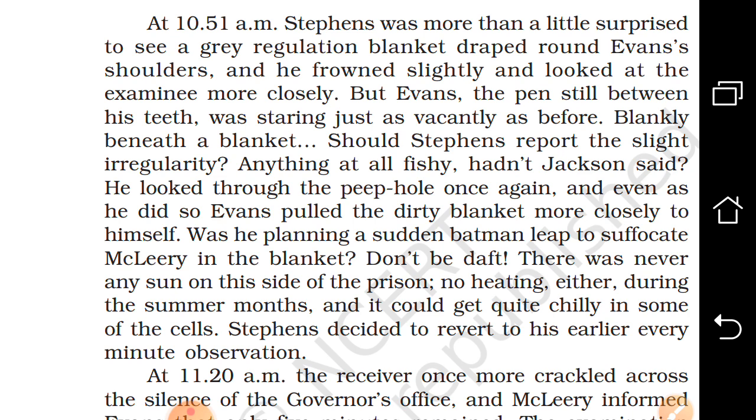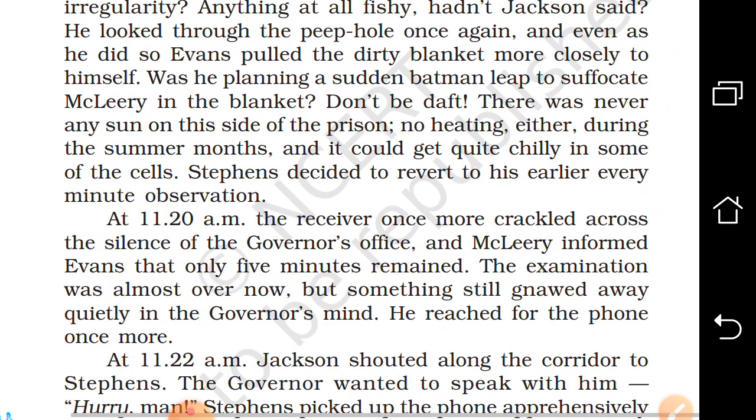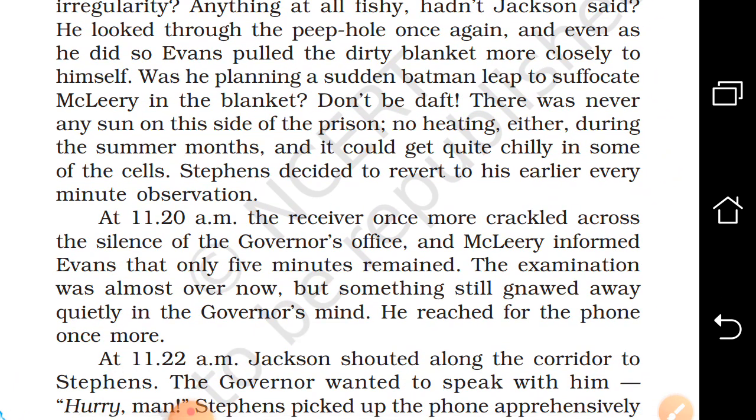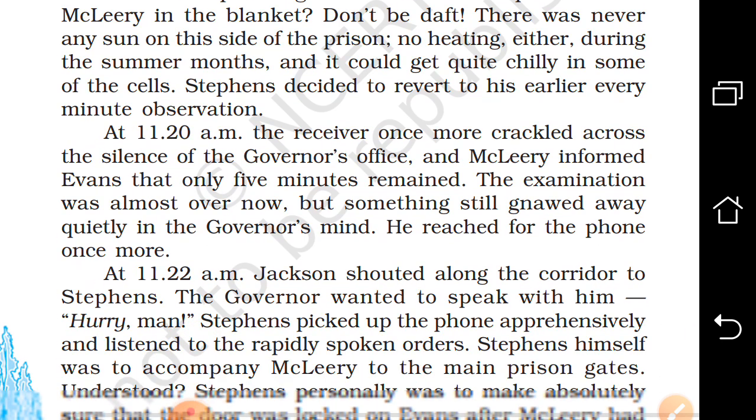At 11:20 a.m., the receiver once more crackled across the silence of the governor's office, and McCleary informed Evans that only 5 minutes remained. The examination was almost over now, but something still gnawed away quietly in the governor's mind, something that disturbed the governor. He reached for the phone once more. Actually, at 11:20 the examination was about to be over, with only 5 minutes left, but the governor had his own doubt, so he went to the phone.